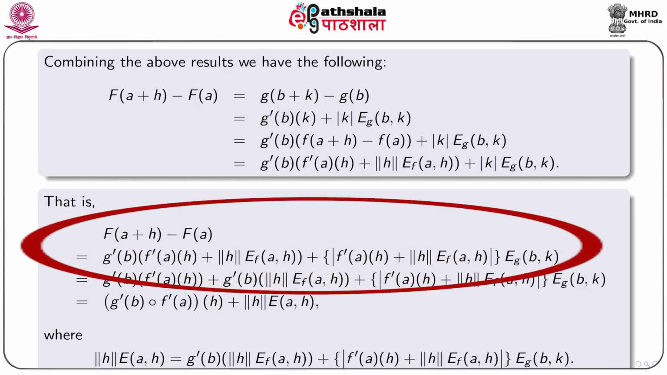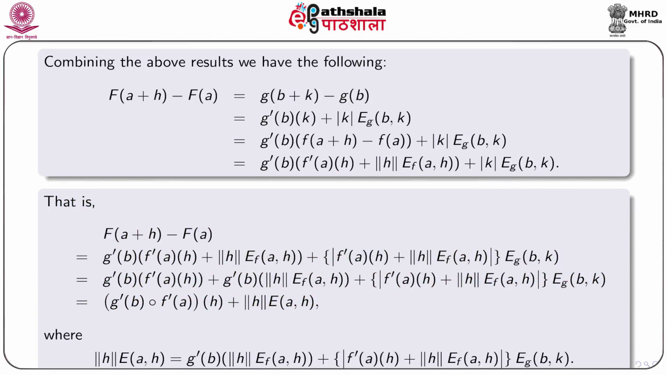So, we have F(A+H) − F(A), that is g'(B) operating on f'(A)H plus norm H E_f(A,H), plus we write here the value of mod K. So, it is modulus of f'(A) operating on H plus norm H E_f(A,H), and that is multiplied by E_g(B,K). Now, we apply the linearity of g'(B). So, that first term becomes g'(B) operating on f'(A)H plus g'(B) operating on norm H E_f(A,H). The second term remains as it is.